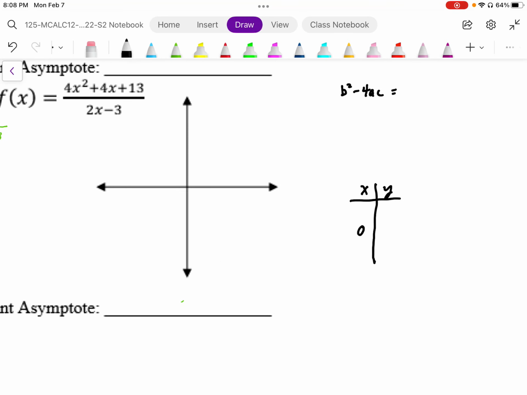But in this case, when I test the discriminant, b squared minus 4 times a times c, I end up with 16 minus 208, or negative 192. So this means that there are no zeros. Okay, so this does not cross the x-axis.